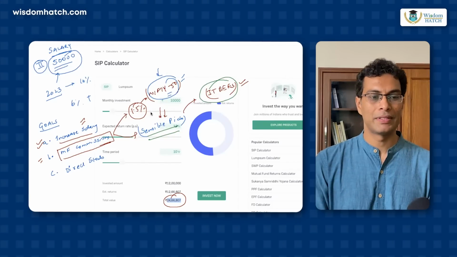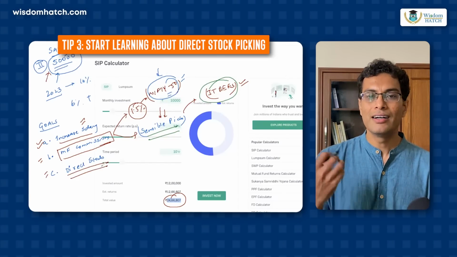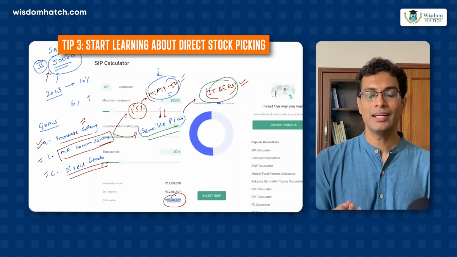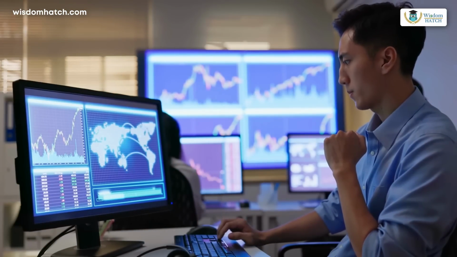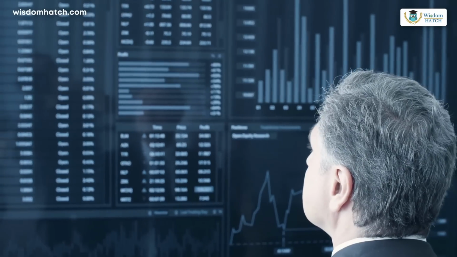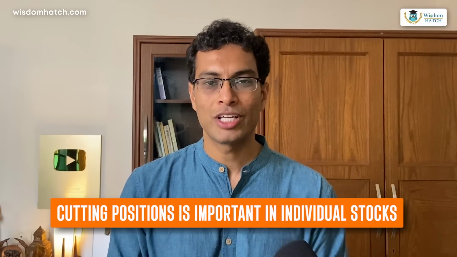Now, third and final tip that I will tell you at this salary level is that you should start learning about direct stock picking, direct stock investing. Buying mutual funds or buying stocks is easy, okay? The headache becomes that when to book profits. If you are playing in individual entities, individual stocks वगैरह में, then cutting your position becomes much easier if you understand the basics. How to cut your positions, when to sell stocks, when not to sell stocks, when to book profits.